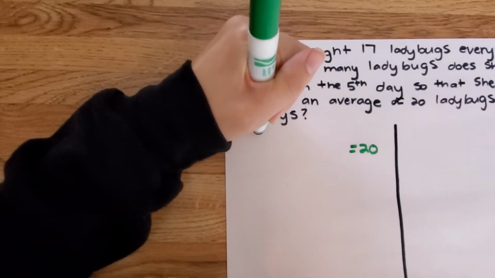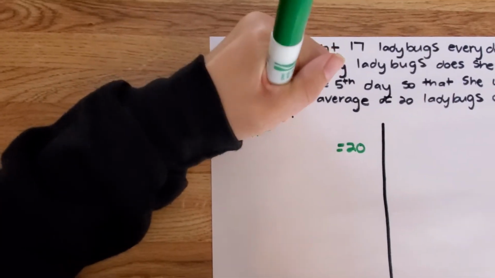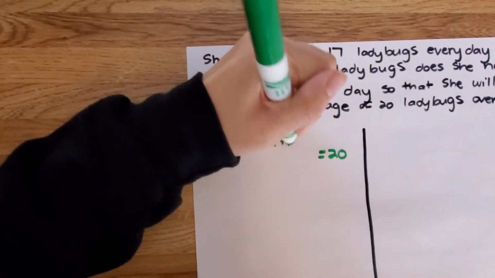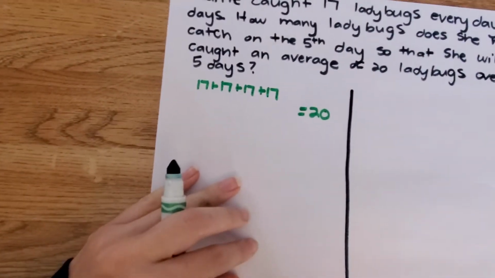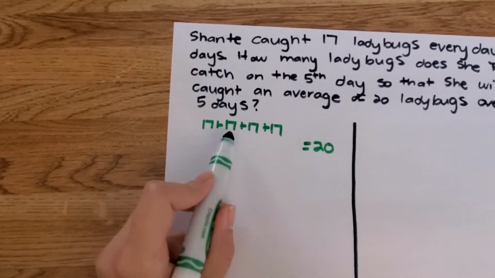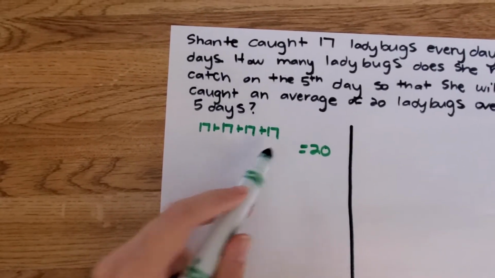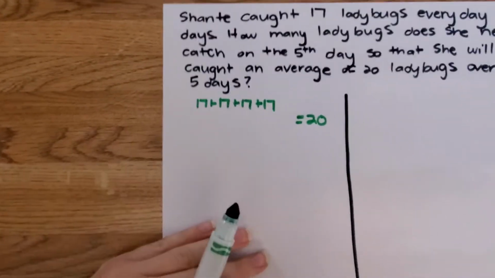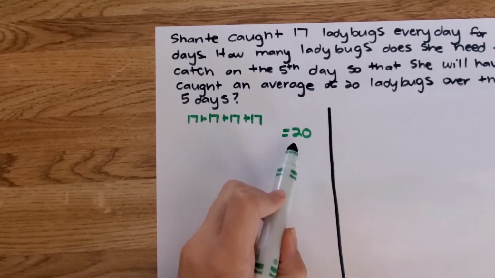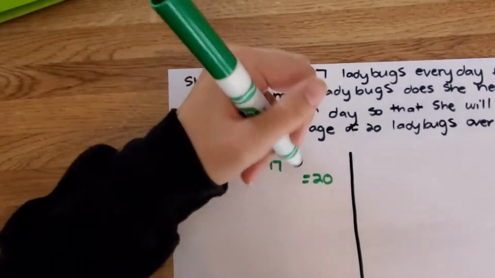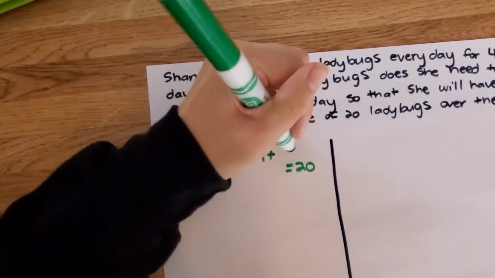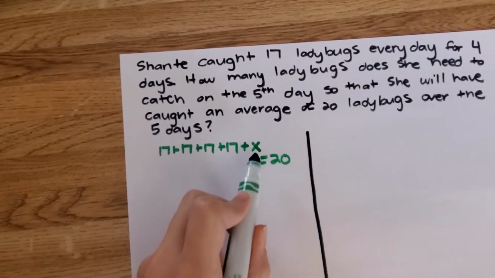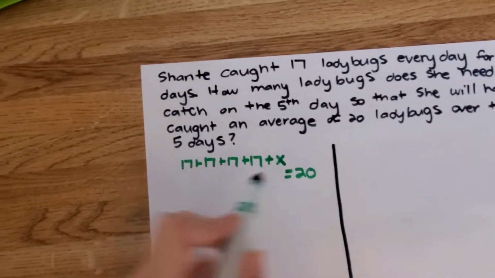We know that on the first 4 days we had 17, 17 plus 17. We know that we add up all of our values. So like I said before, our average right now is 17 because we have 17 plus 17 plus 17 plus 17. When you divide that by 4, the number of days we have so far, you're just going to get 17. But we want it to look like we caught 20 every day. So on this 5th day, we do not know this value yet, so I'm going to put an X there because that's what we are looking for. This is what we do not know.